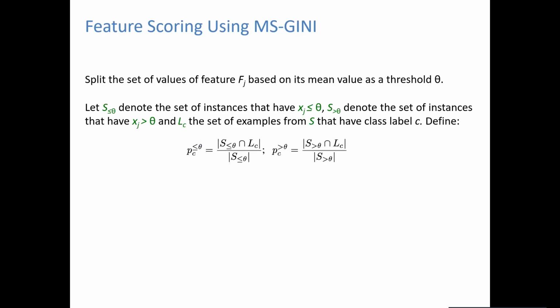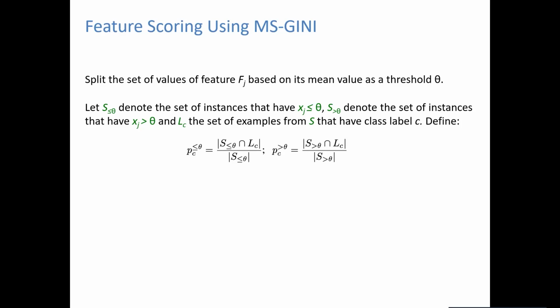Okay, so we pick the threshold theta as being the mean value of the feature, and then we define two sets: the set S smaller than or equal to theta, and the set S bigger than theta. They essentially denote the samples that have that feature smaller than or bigger than the threshold that we are computing. And then we also define a partition of the data set according to the labels. So for every possible class C, we have L_C as being the set of samples for which the label is C.